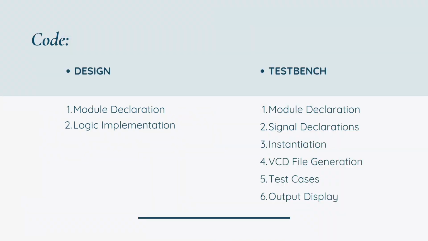In Verilog code of VLSI, there are two types: design and test bench. In design, module declaration and logic implementation are the structure used to build the code. In test bench: module declaration, signal declarations, instantiation, VCD file generation, test cases, and output display. These are all the steps to build a test bench.